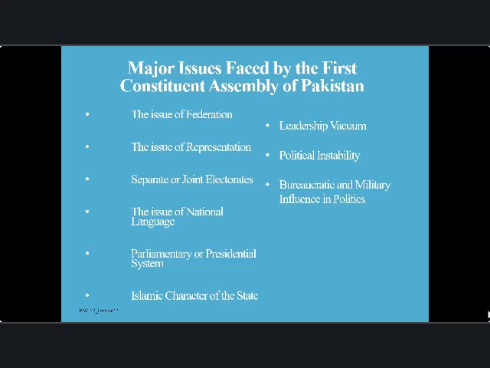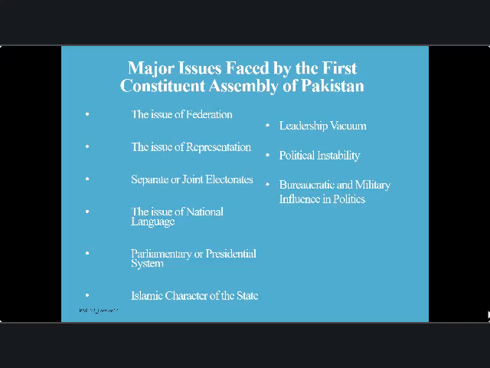Now students, we will discuss the leadership vacuum. Pakistan lost two of its most important leaders within the first few years of independence. Quaid-e-Azam Muhammad Ali Jinnah, the founding father and Governor General of Pakistan, passed away in September 1948. His death created a leadership vacuum at a crucial stage of nation building.